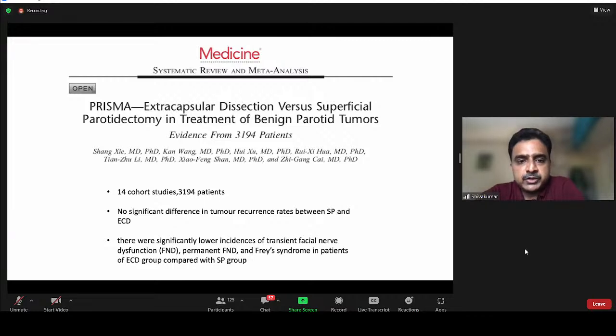And this is the systematic review and meta-analysis which I think Dr. D'Cruz was alluding to, with 14 studies and 3,000 plus patients, which says that there is no significant difference in tumor recurrences between the superficial parotidectomy and extracapsular dissection. But I personally have not done that, and I totally take the points that all the panelists made so far. It's not to be recommended. The minimum surgery that we would consider for any parotid neoplasm is an adequate parotidectomy, like what Sir said, or something more than that, depending on the case that we are dealing with.